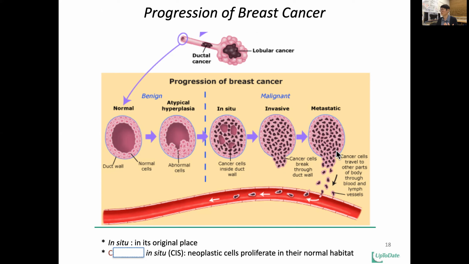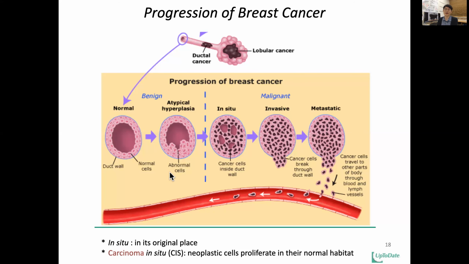Of course, when it becomes metastatic, it can have a hematogenous metastasis, meaning that the cells can come out of the tumor and into the circulation. So in these breast cancers arising from epithelium, neoplastic cells proliferate in their normal habitat, and that is in situ. Because it's originating from epithelium, I talk about it as a carcinoma. So we call it carcinoma in situ.